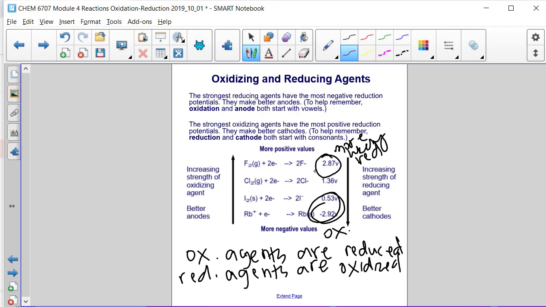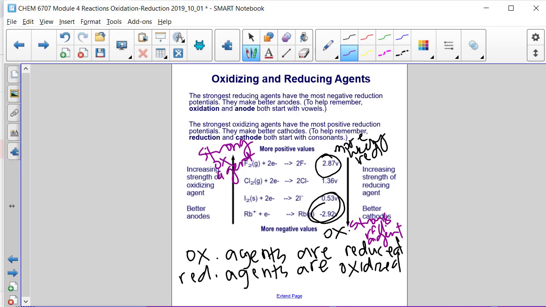So if something is likely to be reduced, like we see in the top here, then this will be doing the oxidizing, right? Something that is an oxidizing agent gets reduced. So that's why we see this arrow here as we go up. We have increasing strength of oxidizing agent. So over here we have strong oxidizing agent. And then the reverse is true. On the other side, we see this arrow going down. The more likely something is to be oxidized, that makes it a strong reducing agent. So the strongest reducing agents, down here we see this one, have the most negative reduction potentials.